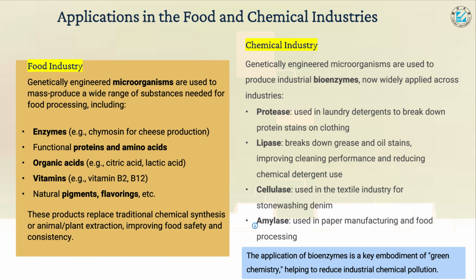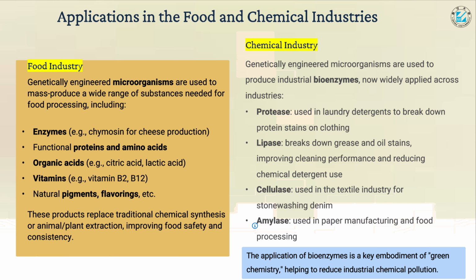Genetically engineered microorganisms are widely used in the food industry. They can produce enzymes, amino acids, organic acids, vitamins, pigments, flavoring compounds, and functional proteins. For example, chymosin is used in cheese production. Traditionally, it was extracted from cow's stomach. Today, recombinant chymosin can be produced by microorganisms, improving consistency and reducing reliance on animal resources.